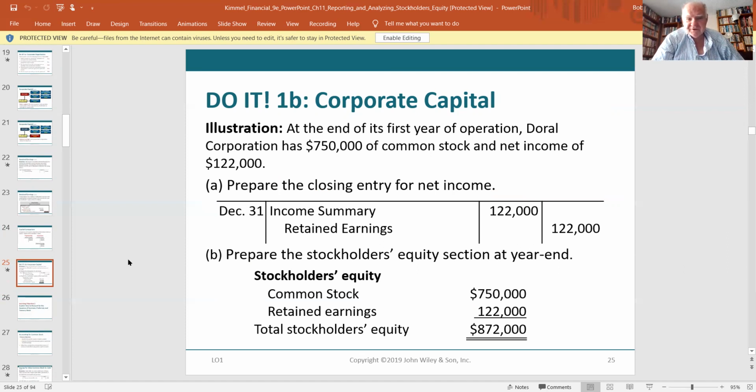Well, we have to close out the net income. The net income was 122. So to close it out, we're going to debit the income summary and credit retained earnings. And here's what we end up with. Common stock plus retained earnings equals the total stockholders' equity.